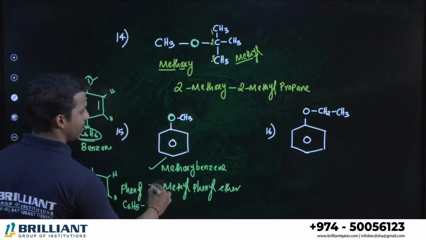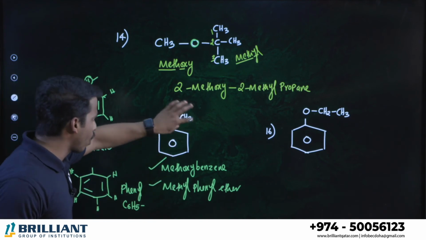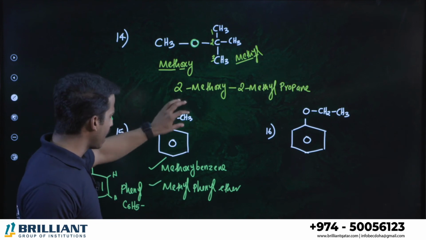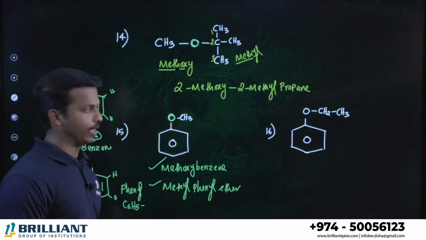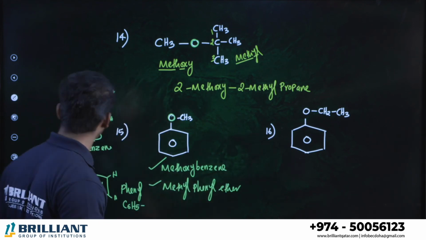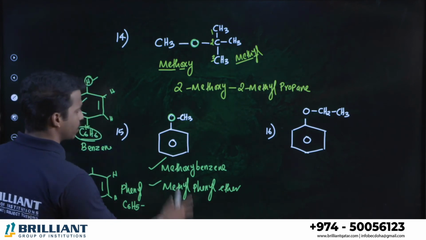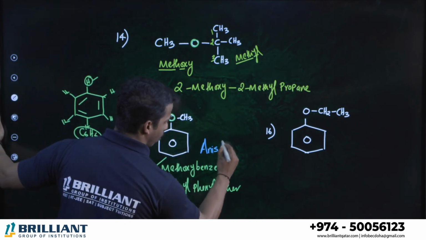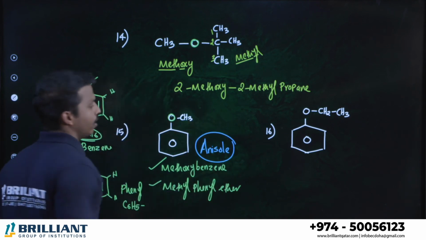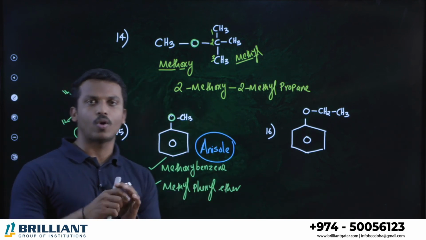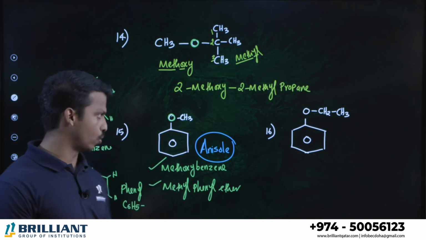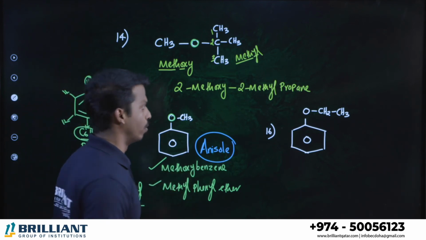This is IUPAC, this is common. Methoxybenzene is the IUPAC name. Methyl phenyl ether is the common name. One more thing: there is a special common name for this compound. This compound is also known as anisole. So keep in mind, benzene with an OCH3 group is known as anisole.